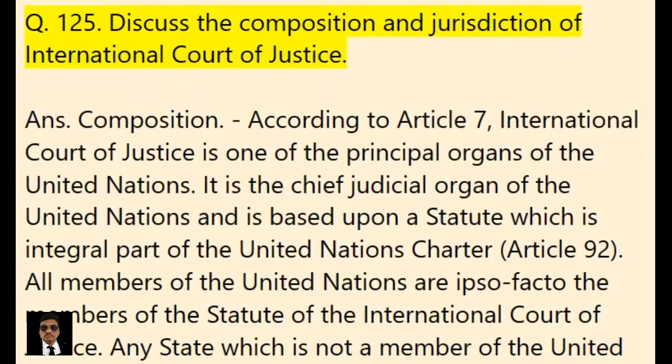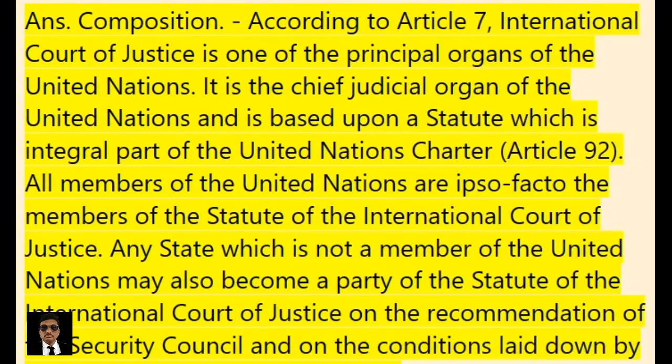Q. 125. Discuss the composition and jurisdiction of International Court of Justice. Ans. Composition. According to Article 7, International Court of Justice is one of the principal organs of the United Nations.